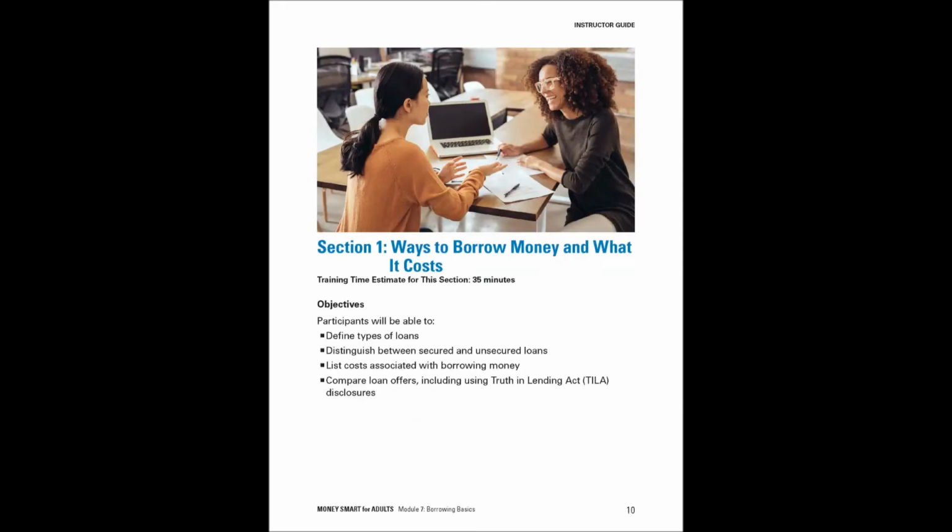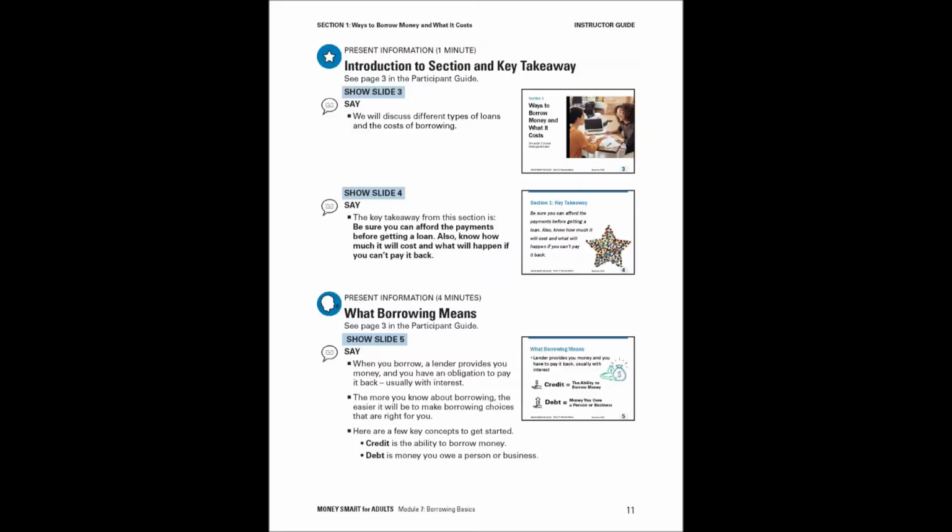Section 1, Ways to Borrow Money and What It Costs. The objectives here are to help participants to be able to define types of loans, distinguish between secured and unsecured loans, list costs associated with borrowing money, and compare loan offers, including using Truth in Lending Act disclosures. The Truth in Lending Act is also known as TILA.